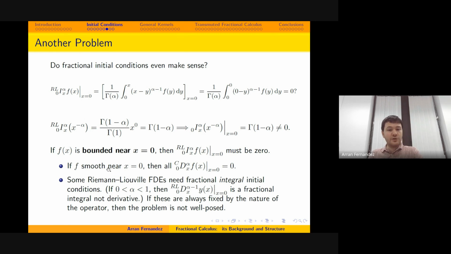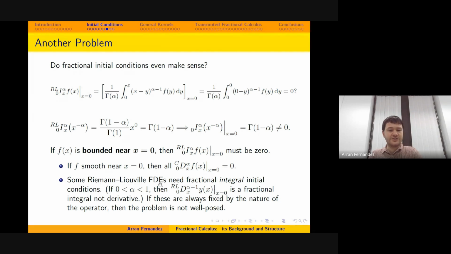If f is smooth near x equals 0, then remember the definition of the Caputo derivative. The Caputo derivative is the fractional integral of the nth derivative of f. So if f is smooth, it means all the nth derivatives of f are bounded, and therefore all the Caputo derivatives are 0 at the initial value. That's already weird, right? All the derivatives must be 0 at x equals 0. That doesn't seem to make sense.